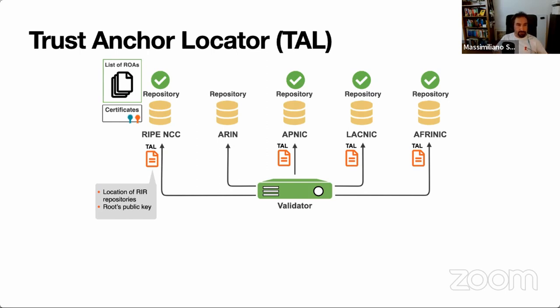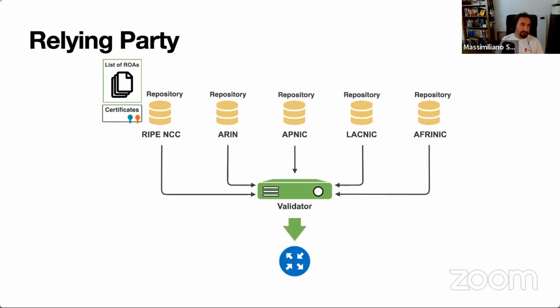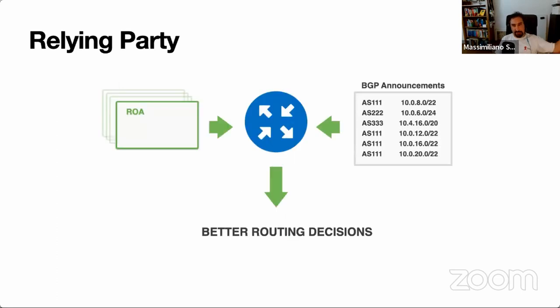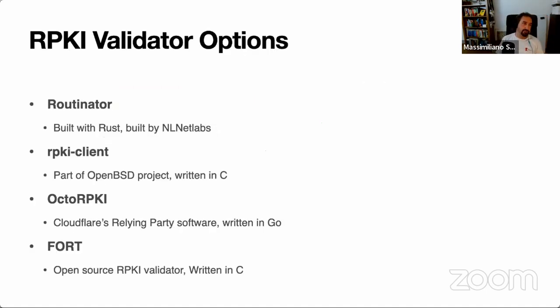The validator downloads all this data, so the ROAs, the certificates, and everything, and verifies that the chains of trust work, and then distributes this data to the routers behind it. So with the ROAs on one side, which are now called VRPs, validated ROA payloads, and BGP announcements, you mix them in the router, and then it helps you make better routing decisions. What are these better routing decisions?